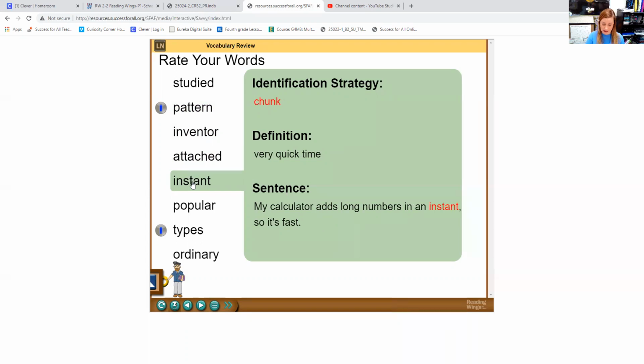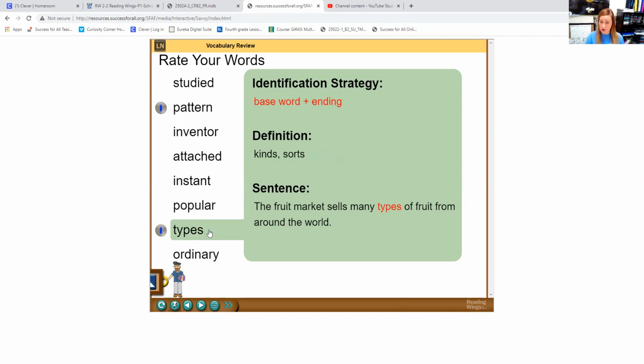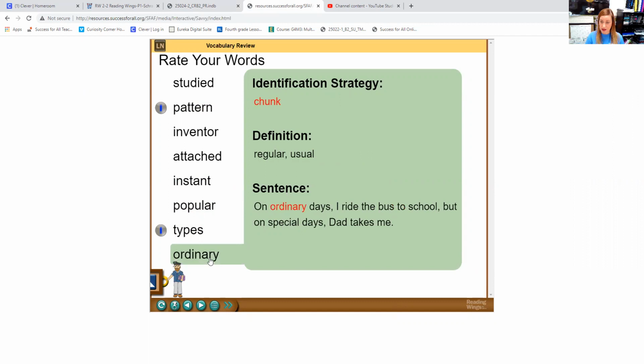It is so fast. Then we have popular. Popular means well-liked, enjoyed by many. Many people loved the book by the popular author. Then we have the word types. Types means kinds or sorts. Like, the fruit market sells many types of fruit from around the world. Then we have the word ordinary. Ordinary just means regular or useful. On ordinary days, I ride the bus to school, but on special days, Dad takes me.